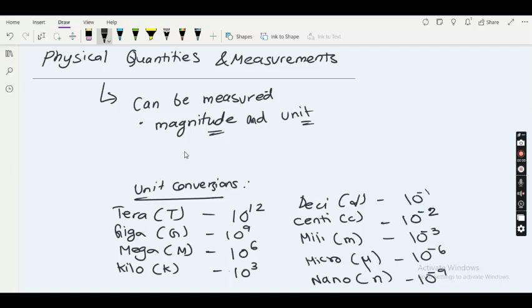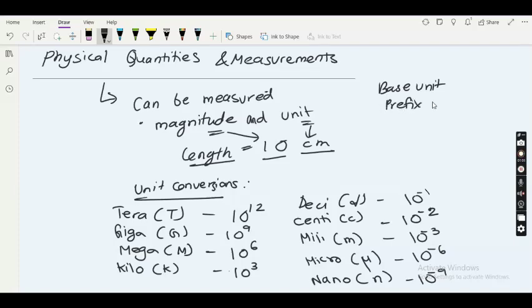Now let's see an example. Let's think the length of an object is 10 centimeter. Here, length is the physical quantity, 10 is the magnitude, and centimeter is the unit. Now there are two types of units, the base unit and the unit with a prefix. For example, the base unit of length is meter, but we can also use centimeter, kilometer, nanometer, etc. Centi, kilo, nano, these are all called prefixes.